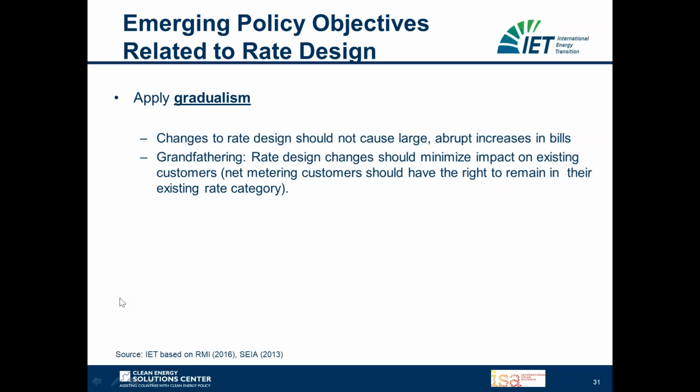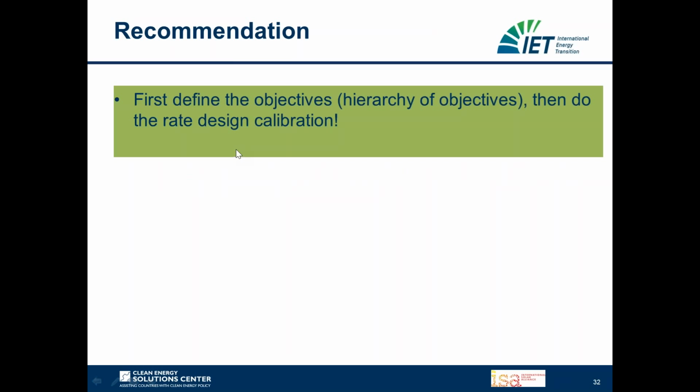So this gradualism is very important, and keep in mind that there's usually not an abrupt uptake of distributed generation, but this is actually happening in a rather granular way. And even when we talk about small shares of distributed solar PV in distribution networks, you probably don't need any changes in the first years at all, and then you can start with gradually adjusting the rates.